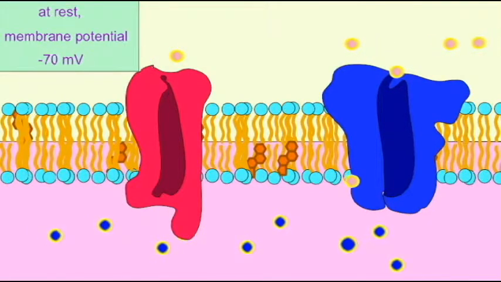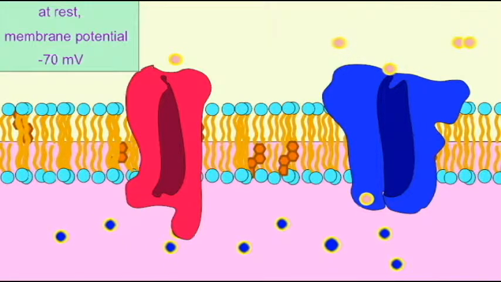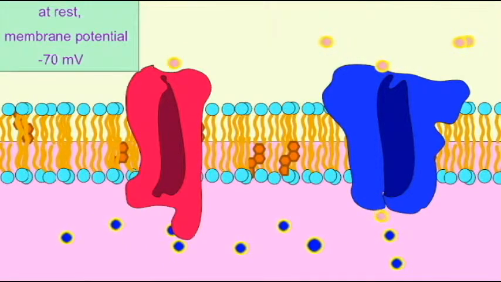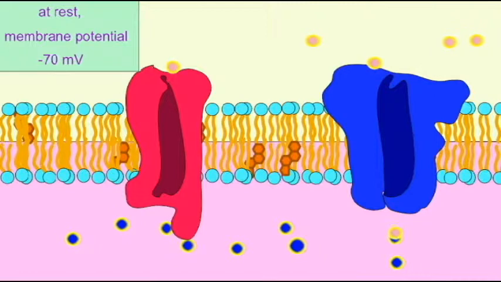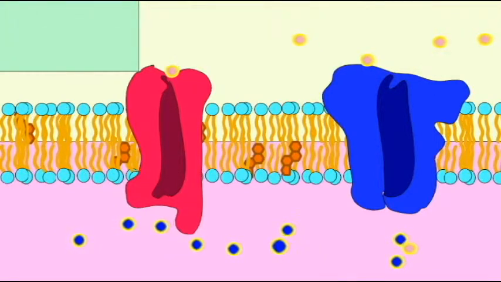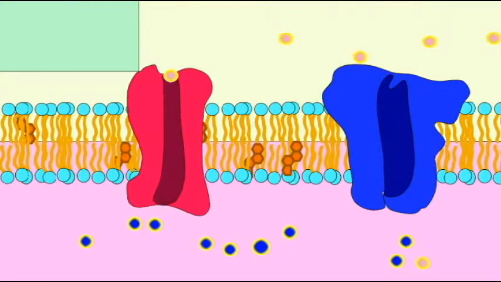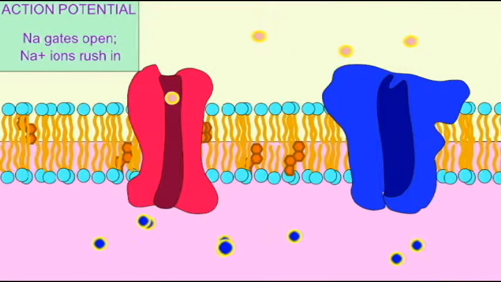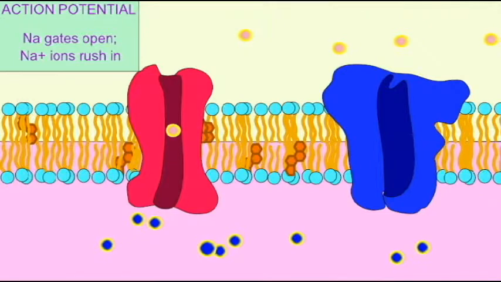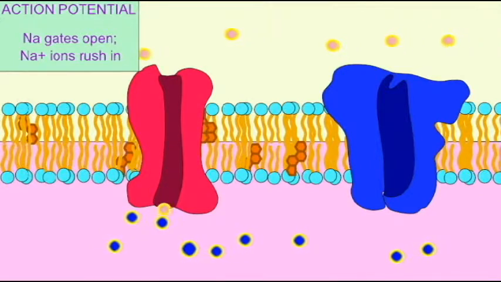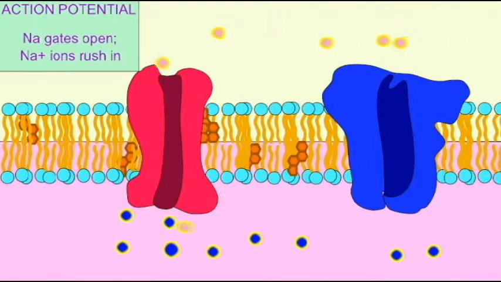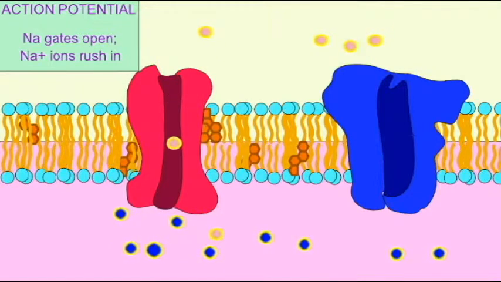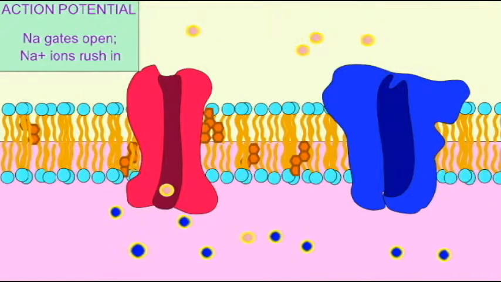If a neuron crosses the threshold voltage, if the voltage depolarizes to the point of minus 55 millivolts, this is the threshold voltage at which point the voltage-regulated sodium gates open. Once again, these are voltage-regulated ion gates. They are closed at some voltages and open at others. When the neuron crosses the threshold voltage, these gates open.